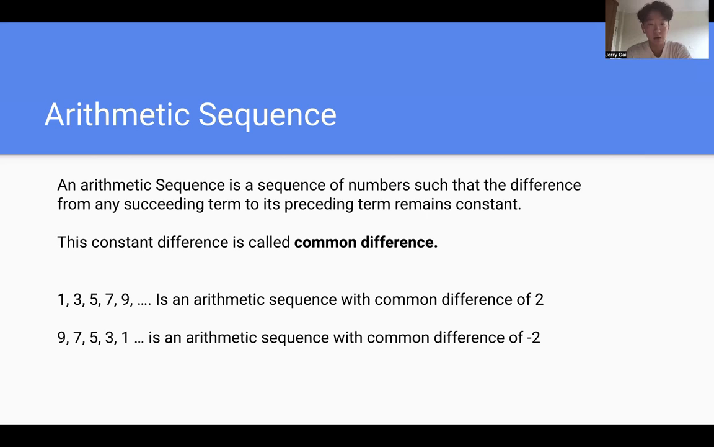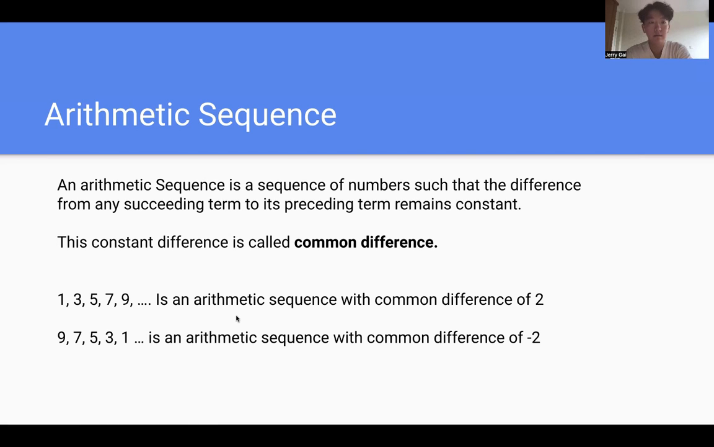But if you have 9, 7, 5, 3, 1, this is also an arithmetic sequence, but with common difference of minus 2. Because remember, when you calculate the common difference, it's always the second term minus the first term. So for the sequence 9, 7, 5, 3, 1, the common difference is equal to the second term minus the first term, which is 7 minus 9, which is equal to minus 2.